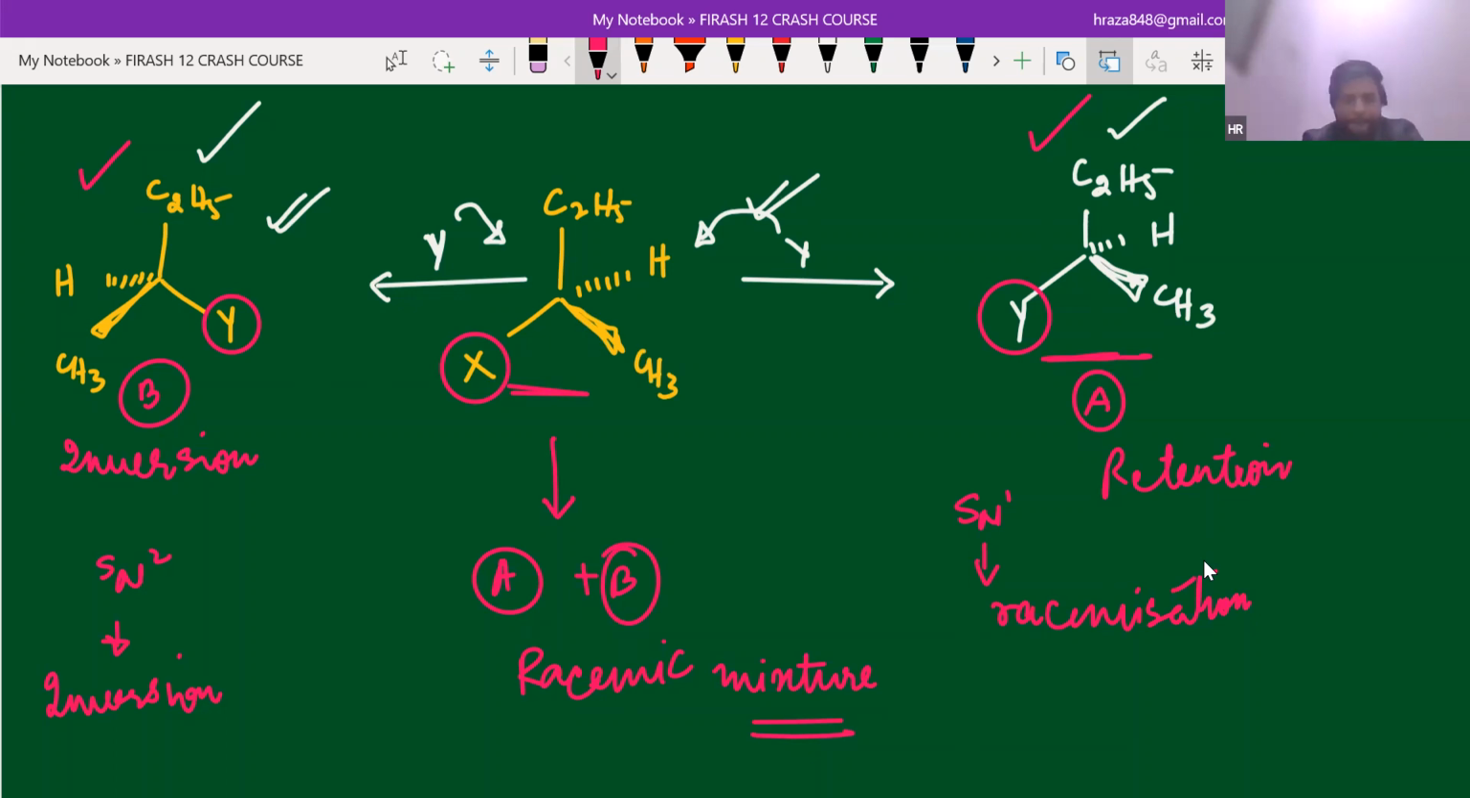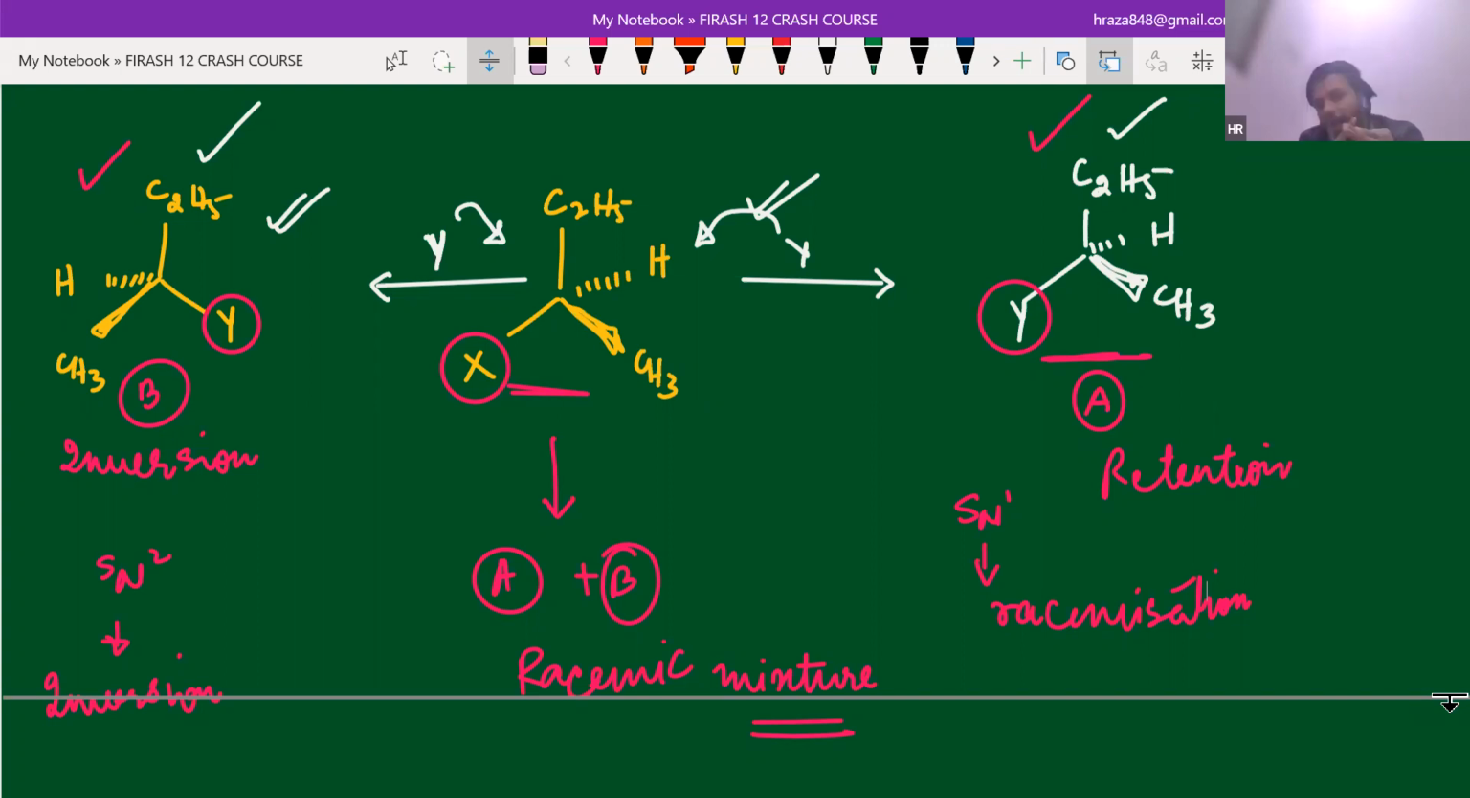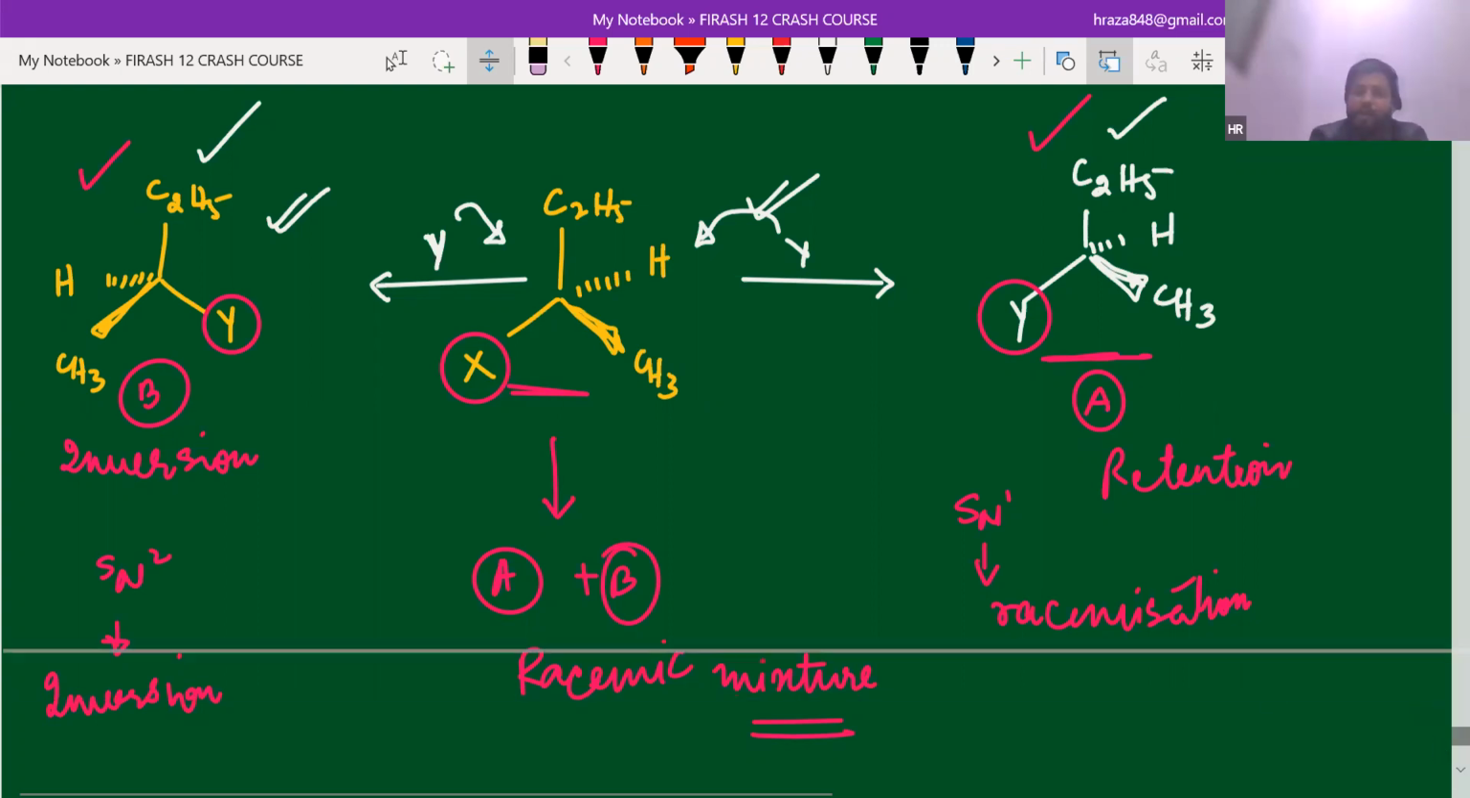Got it? Okay, so this was about SN1 and SN2. We did SN2, which is a one-step reaction, back attack, 1 degree, 2 degree, 3 degree. SN1, a two-step reaction, 3 degree, 2 degree, 1 degree, and front and back attack both. In SN2, inversion takes place. In SN1, inversion and retention both take place, from where we can get racemization or racemic mixture. Got it? Now come to the next, and the reactivity is also very important.